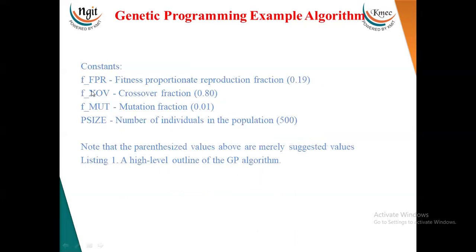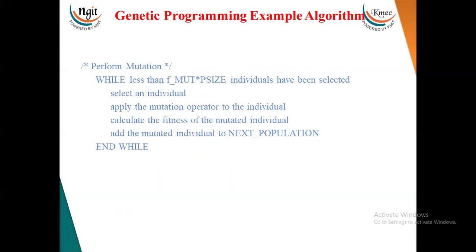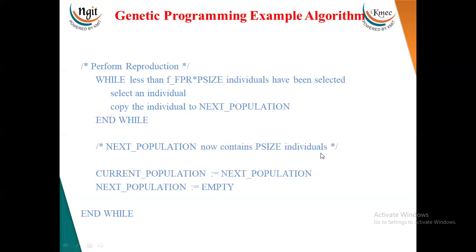Now, what are the values? Fitness proportionate reproduction fraction, crossover fraction, mutation fraction, number of individuals in the population. These are the constants which we are going to use. So this is a complete Lisp program. This will help you to know how genetic programming works.